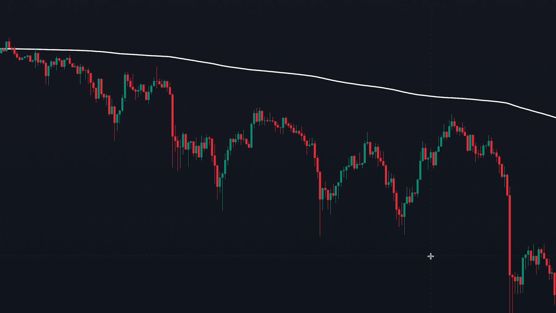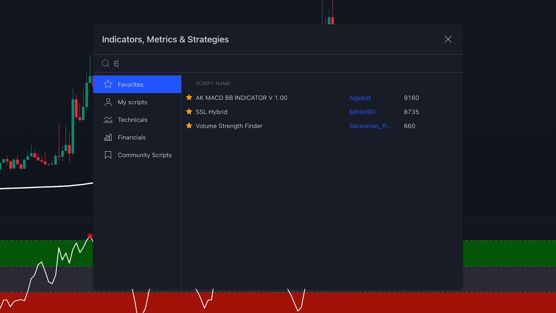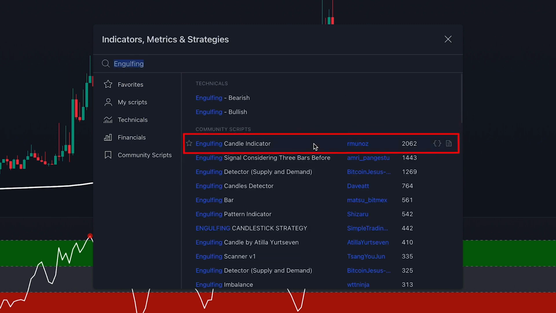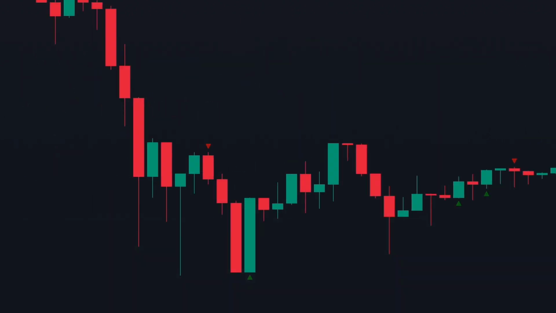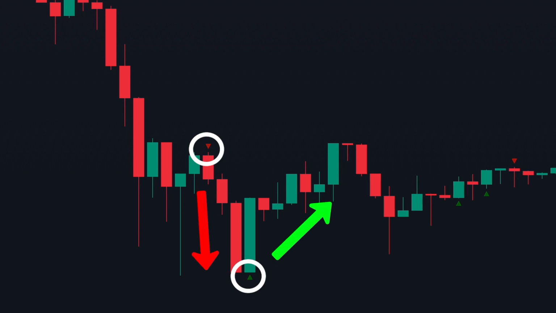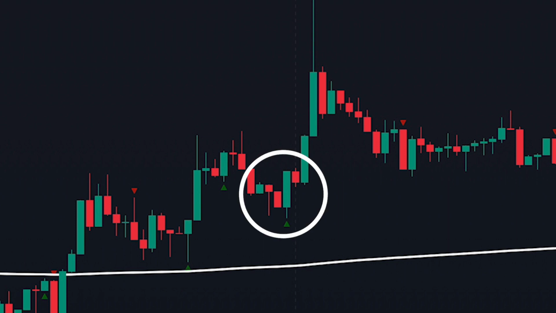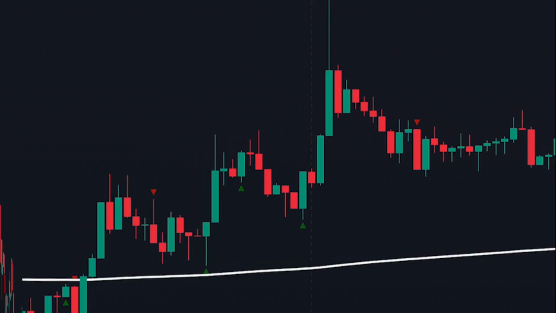Another indicator that we need for this strategy is the engulfing candlestick indicator. This pattern is commonly used in technical analysis as an indicator of a potential trend reversal in financial markets. An engulfing candlestick occurs when a smaller candle is completely absorbed by the next larger candle. So we have 2 engulfing patterns. When a small red candle is followed by a large green candle that completely engulfs the previous candle, it indicates that the bulls have taken control of the market and the price is likely to rise.